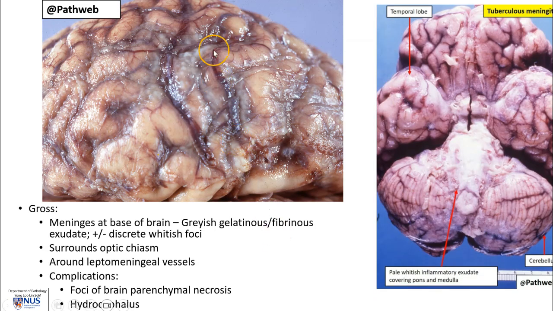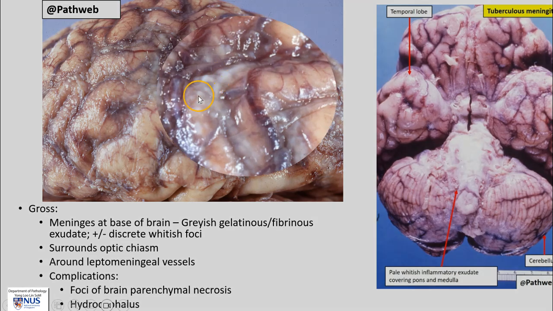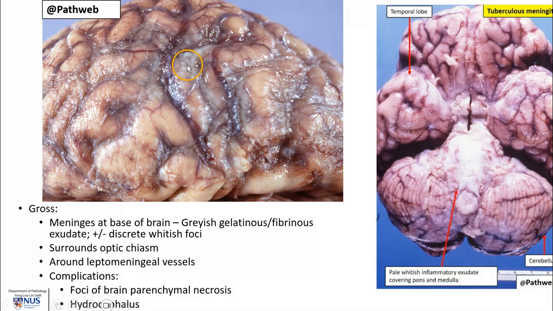Grossly, we can see, for example, in this more fresh case, the meninges, and this is involving the meninges over the cerebral hemisphere. There are these grayish gelatinous exudates, and this is due to fibrin. And we can also sometimes see these whitish nodular foci. These represent the areas of granulomatous inflammation. And often the infection likes to occur at the base of the brain, though not always, as you can see here in the cerebral hemispheres.